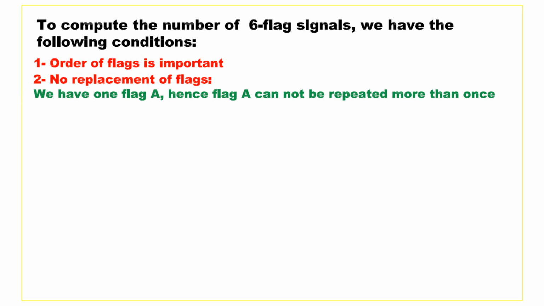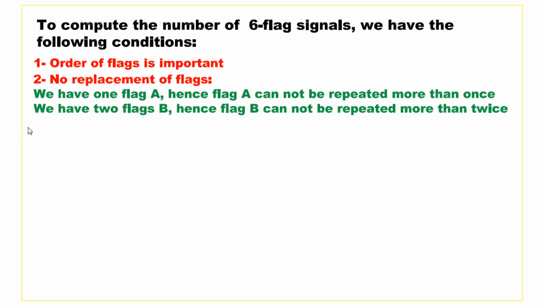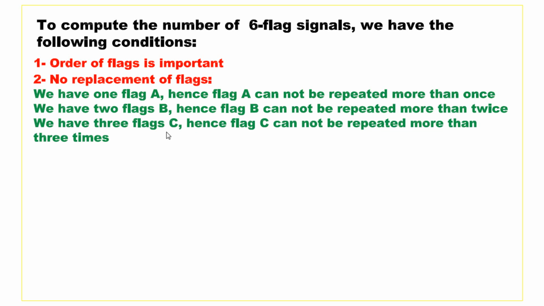And that means that if we have one flag A, which is the case, then this flag will be repeated only once, no more and no less. And we have 2 flags of B, and therefore these 2 flags will be repeated only twice, no more and no less. And we have 3 flags of C, and therefore these flags will be repeated only 3 times, no more and no less.